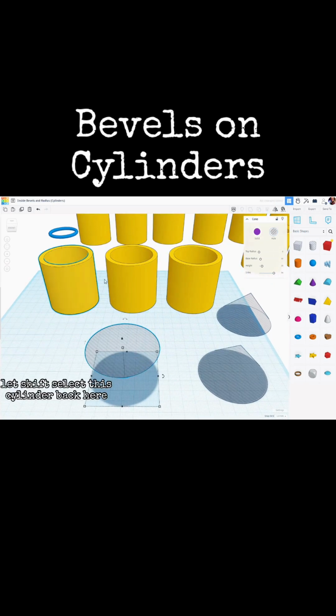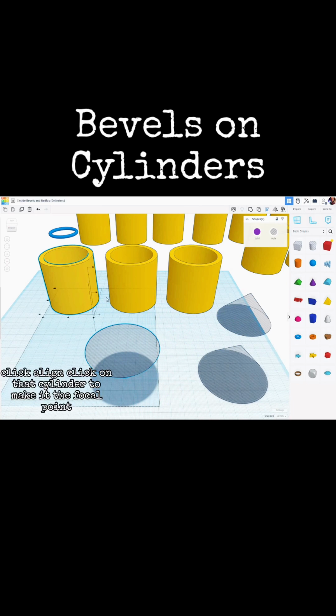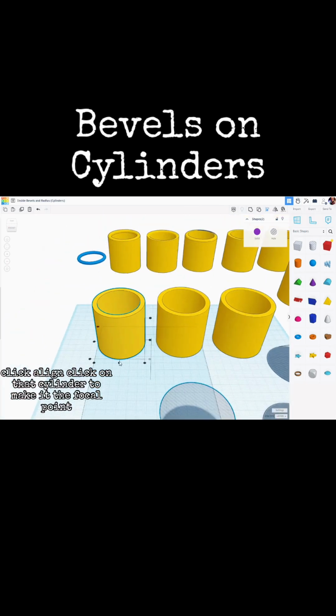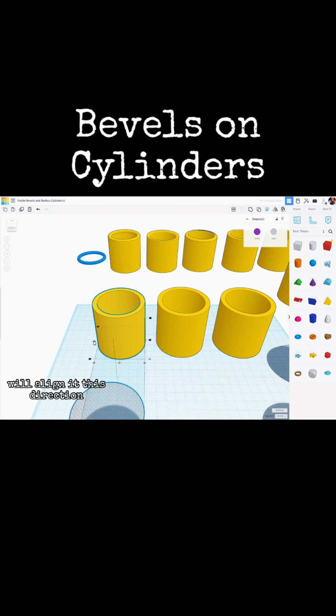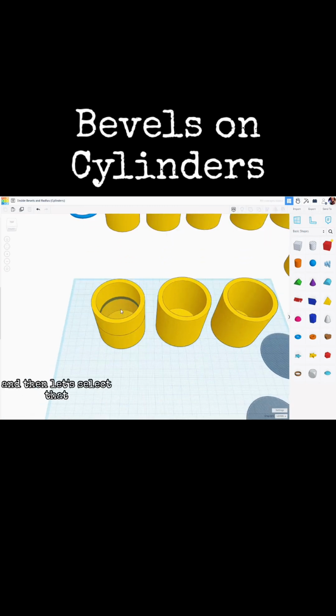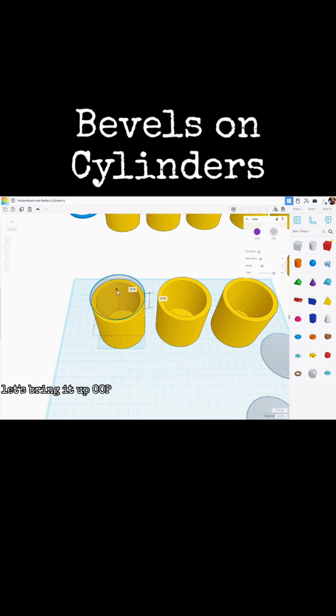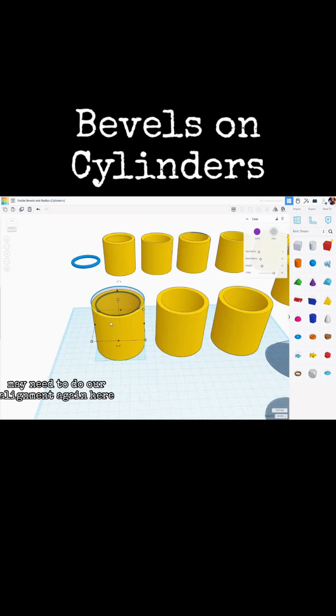Let's shift select this cylinder back here. Click align. Click on that cylinder to make it the focal point. We'll align it this direction. This direction, we'll select away, and then let's select that cone again. Let's bring it up. Oh, may need to do our alignment again here. Let's align. Nope, still in alignment.